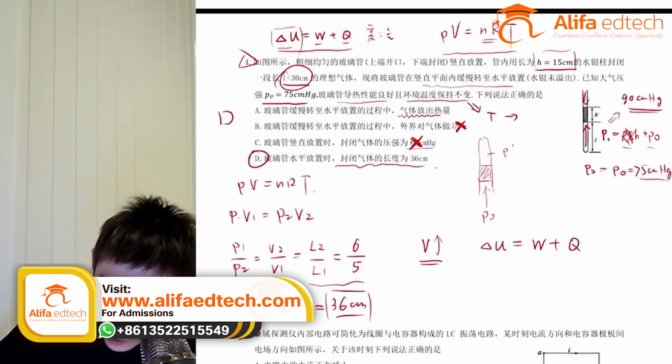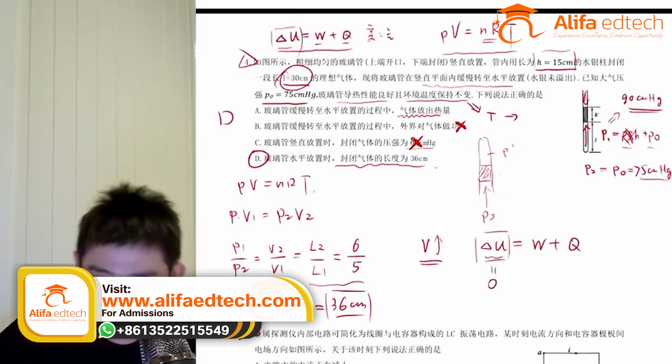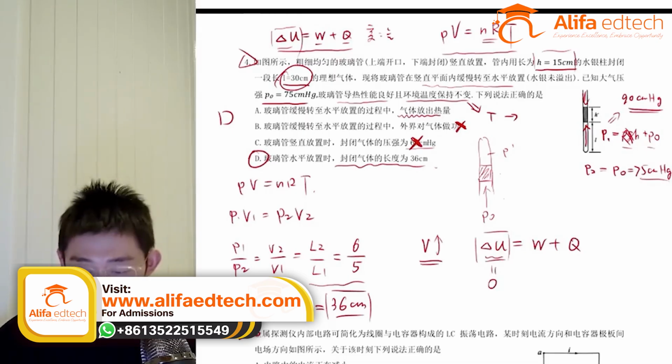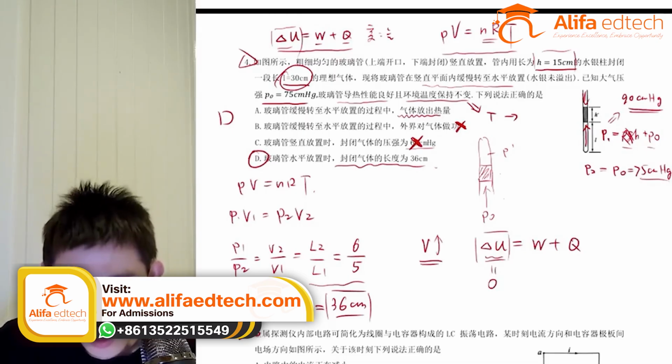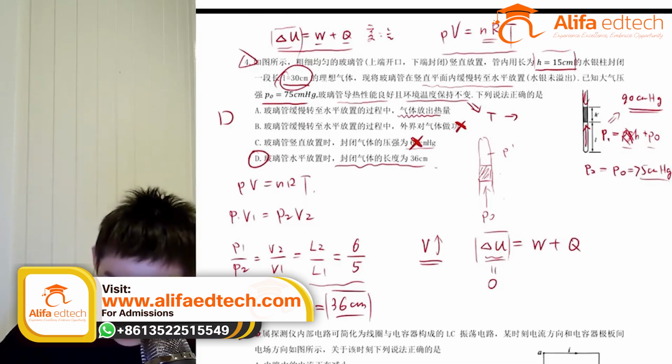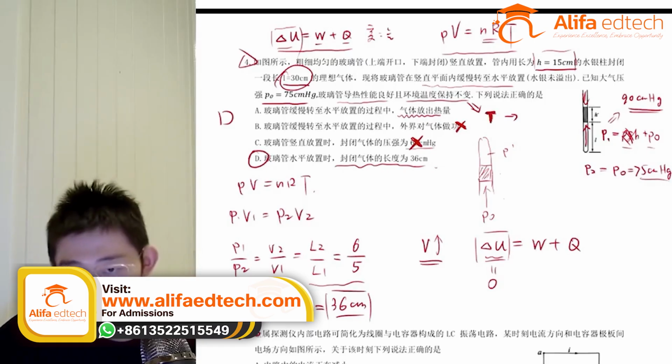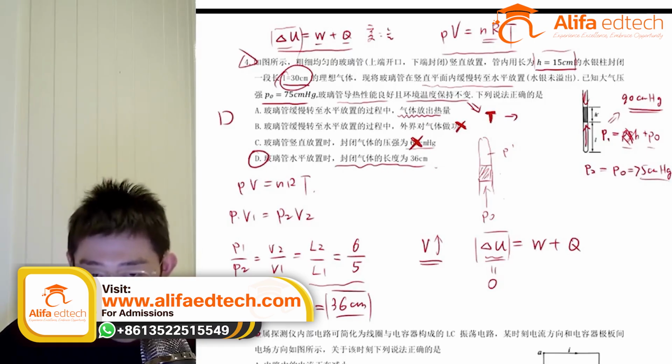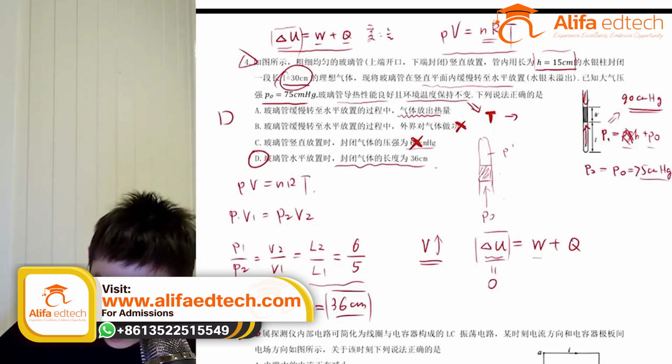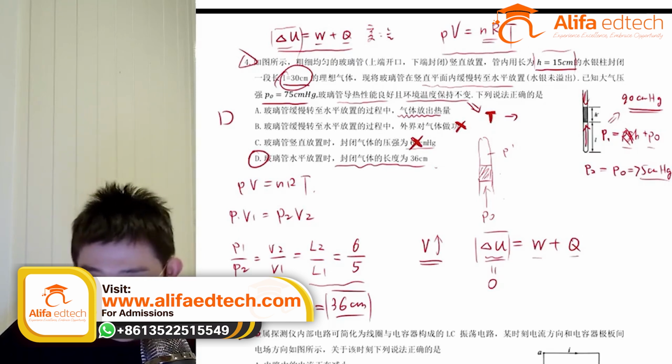You need to clearly understand that for an ideal gas, there is no molecular potential energy, and intermolecular forces are neglected, so there is only molecular kinetic energy. The molecular kinetic energy is directly proportional to the temperature. If the temperature doesn't change, the kinetic energy doesn't change, and the internal energy doesn't change. So when the temperature doesn't change, delta U is 0. Since temperature is constant, PV is also constant. Thus, the sum of W and Q must be 0.